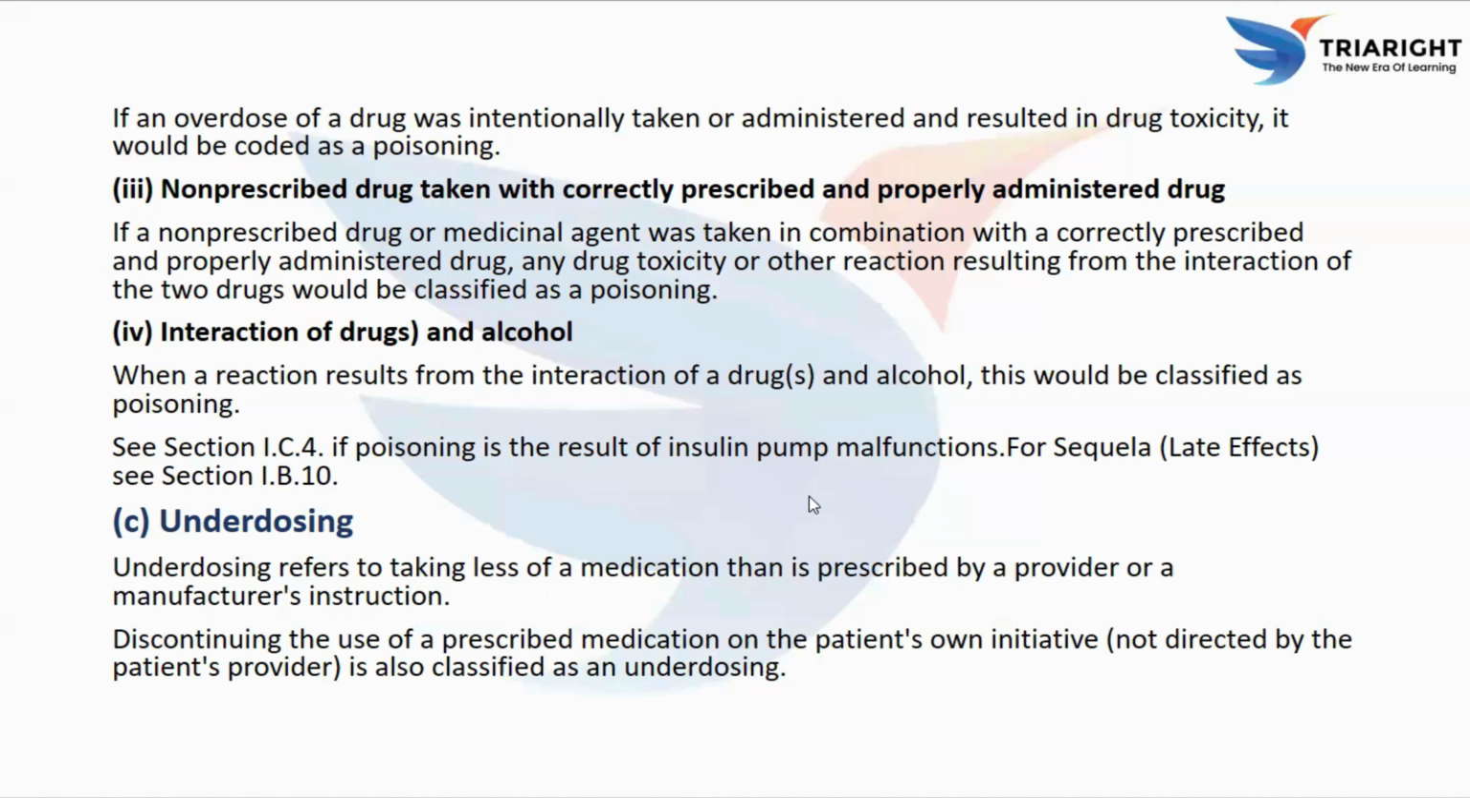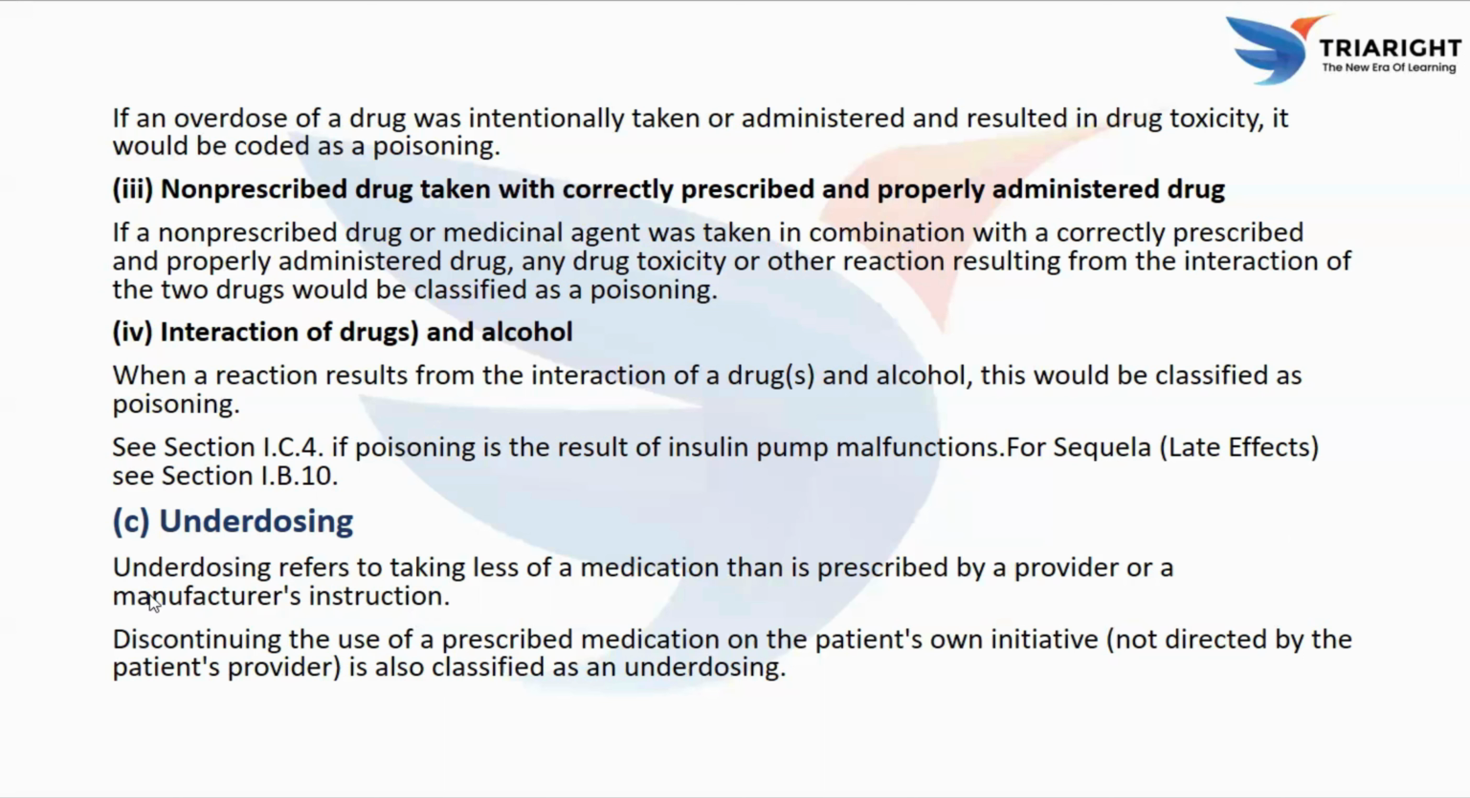Insulin pump malfunction. You have to refer to section I.C.4. If insulin overdose occurs due to pump failure, you have to code the device complication. Then you have to assign the code for poisoning. In the same way, sequela: you have to use it when long-term effects remain after the poisoning. You have to use the seventh character S.